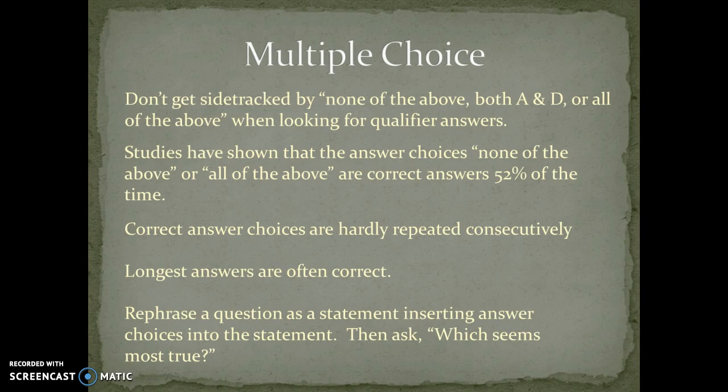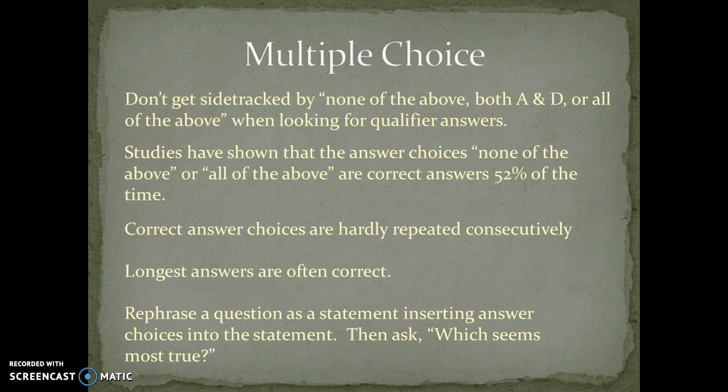All right, here's just some tips on multiple choice questions. Don't get sidetracked by none of the above, both A and D, or all of the above when you're looking for qualifier answers. So if you've got a most likely or least likely, there's not going to be more than one answer. It's just one answer. So keep that in mind when you are looking at your qualifiers. Be critical on what those qualifiers would mean. If we're talking last step, well, there's a last step. So you're looking for one answer.